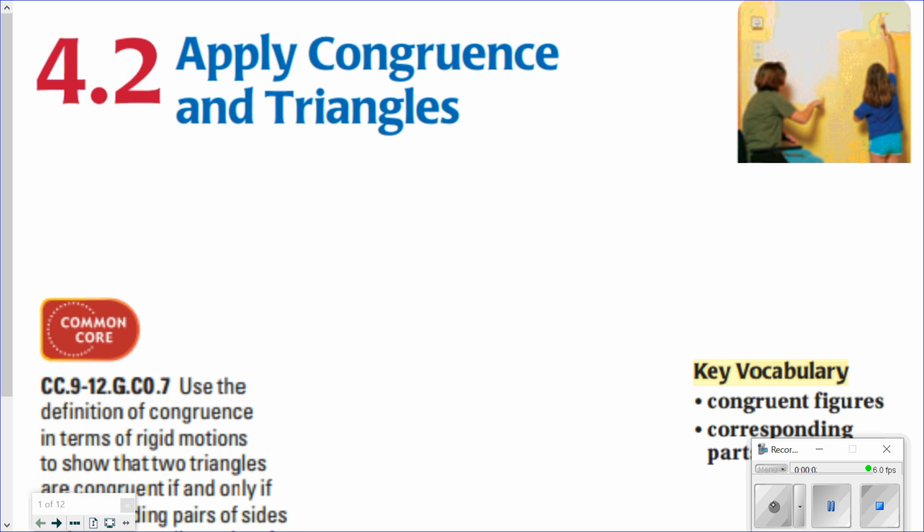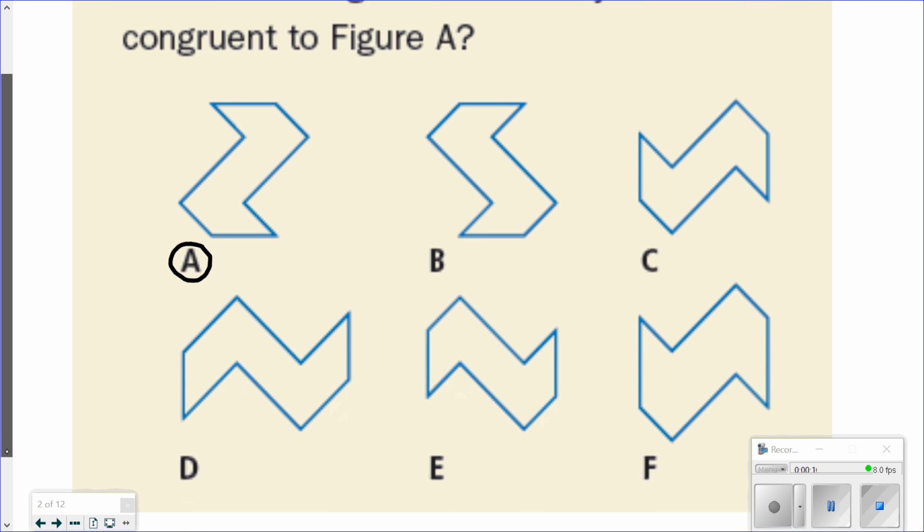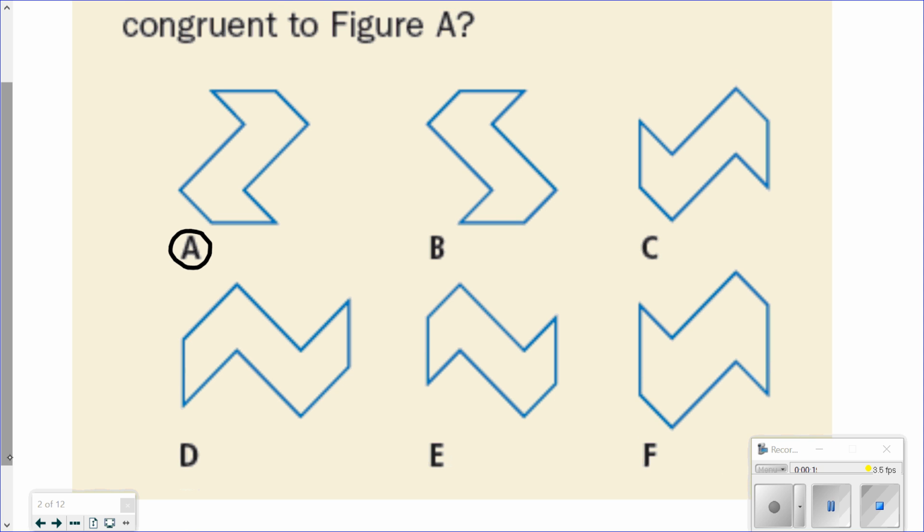Hi everyone, today we are starting 4.2, which is apply congruence in triangles. Which figure below do you think is congruent to figure A? Now let me scroll down so you can see the other figures, but we want to know which of these figures is congruent to figure A. Well, congruent means the same. So which figure here looks the same to letter A?